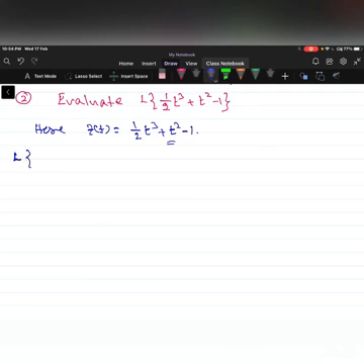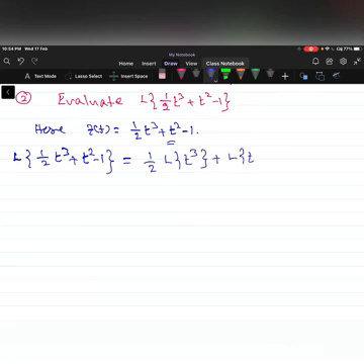Now Laplace of 1 by 2 into t cube plus t square minus 1 can be written, by using the linearity property of Laplace transformation, as 1 by 2 into Laplace of t cube plus Laplace of t square minus Laplace of 1.